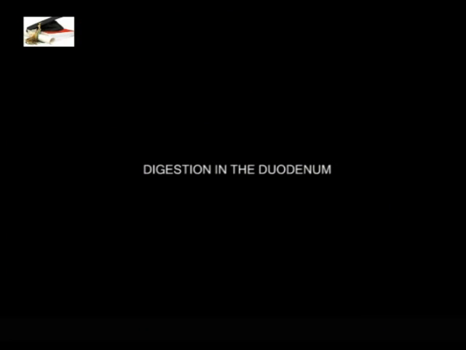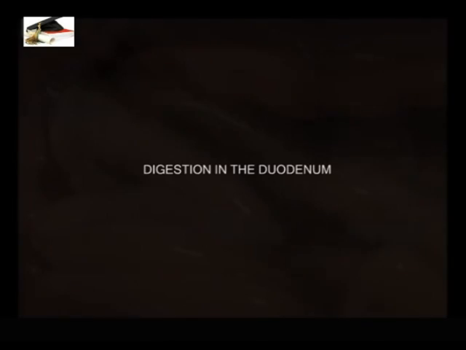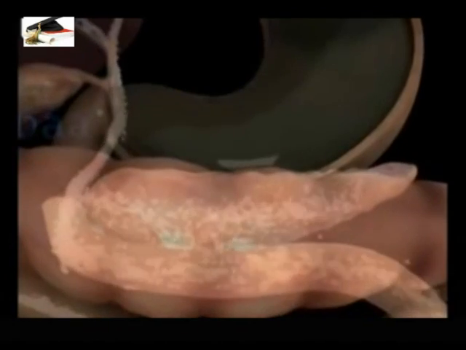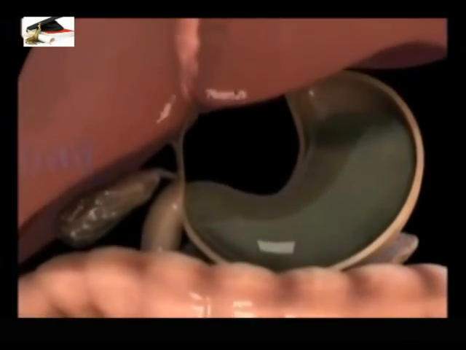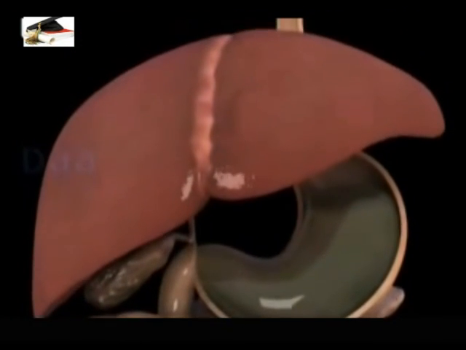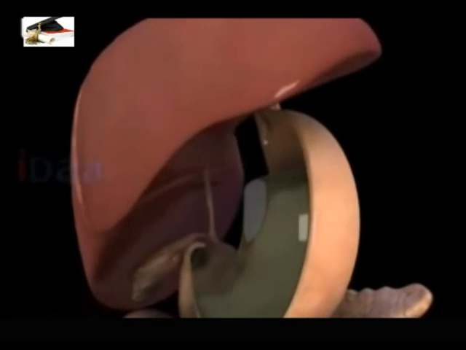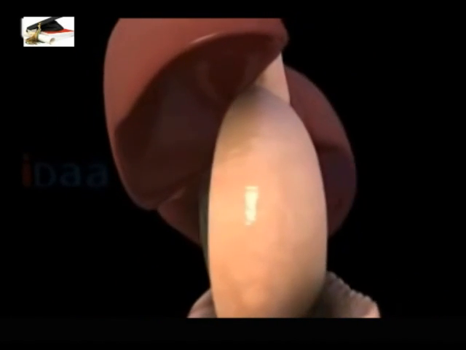Digestion in the duodenum. The duodenum is the first part of the small intestine where most of the digestion takes place. Duodenum receives secretions from the following organs. The liver has specific cells which secrete the bile into the gallbladder to be stored. The gallbladder releases the bile into the duodenum through the bile duct.